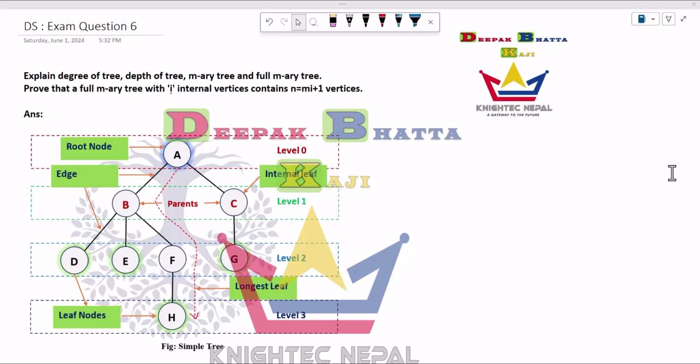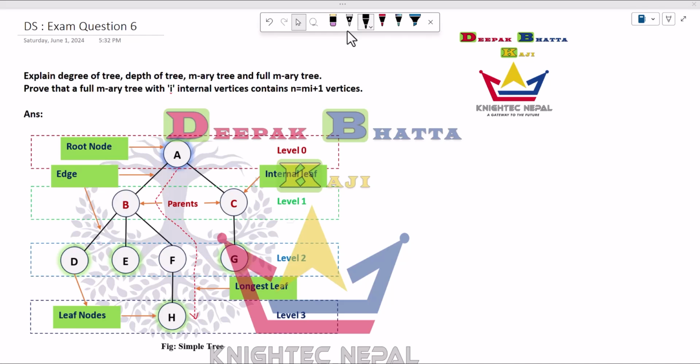we have to learn about the tree. What is tree? So tree consists of root node, internal node and leaf node. So this A is the root node and A has two children B and C. So these B and C are the parents or internal nodes, and B has also three children D, E, F. So here D is the leaf node. So leaf nodes are those nodes which do not have any further children.